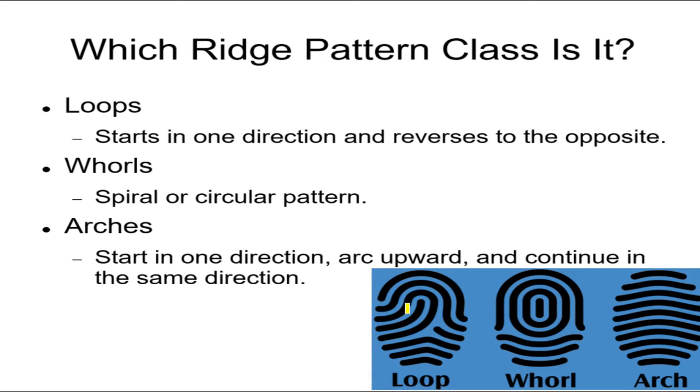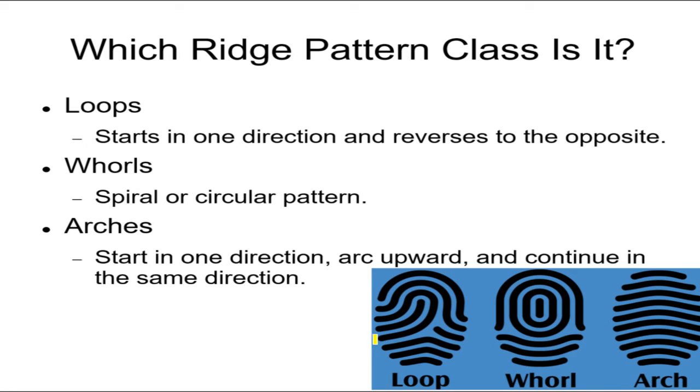Remember, a loop circles back to itself. A whorl has like a circle, so in the middle there's no real outward direction. Then finally, we have the arches. These are the rarest kind of fingerprints. Not that rare; it's 5% of people, so you'll find it. But the arch just goes in one direction and continues to the other direction. There are no deltas here, but we'll talk about deltas soon.